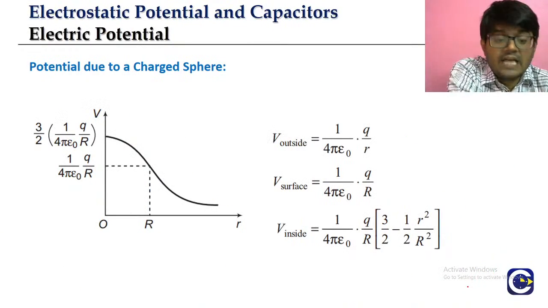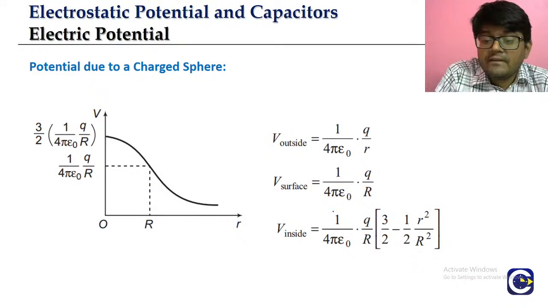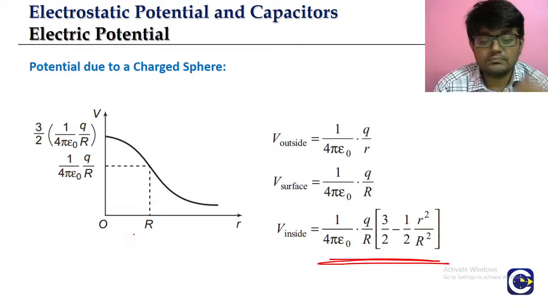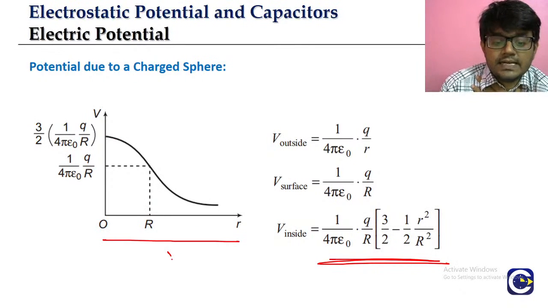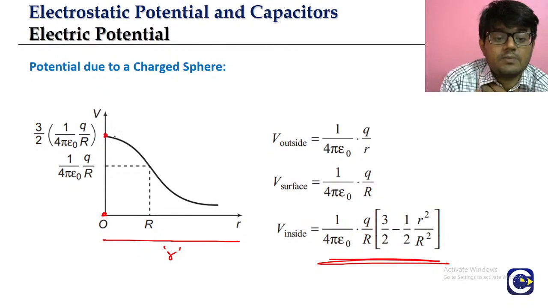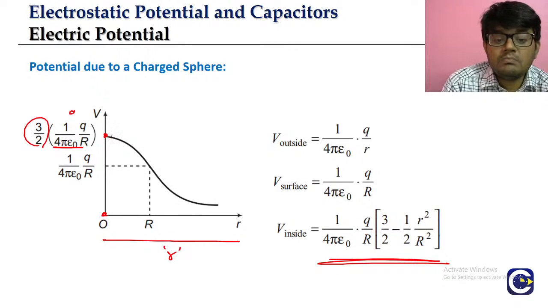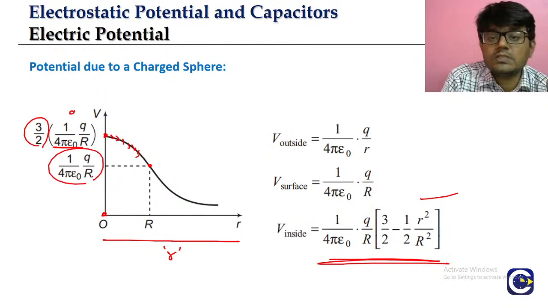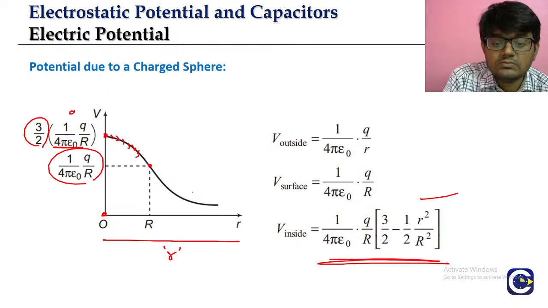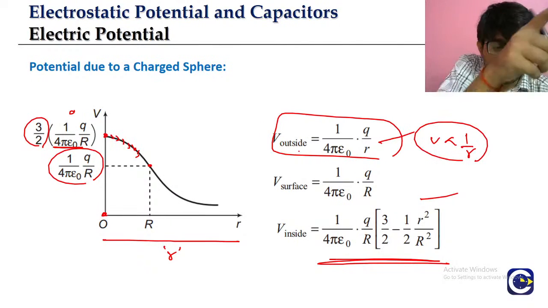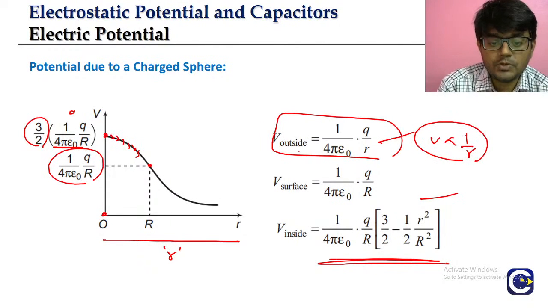Now the graphical representation. V inside is maximum at the center, where the distance from the center of the sphere is 0. It's a maximum of 3 by 2 times the potential on the surface. As you come to the surface, it will keep on decreasing, until it reaches the surface value, which is 1 by 4 pi epsilon naught q by r. After that, what is the function? V proportional to 1 by r, so it keeps on decreasing.